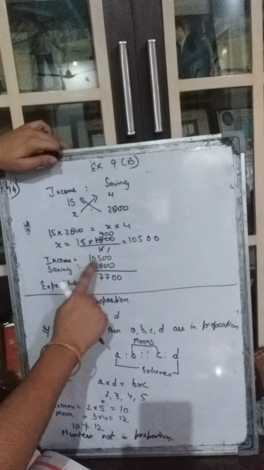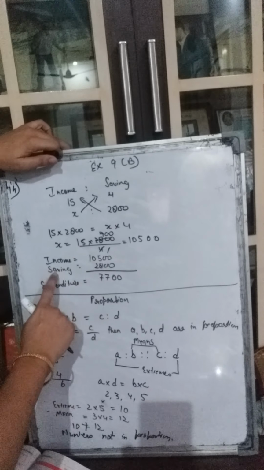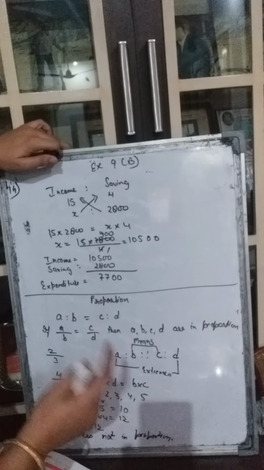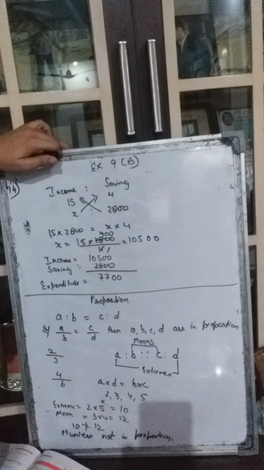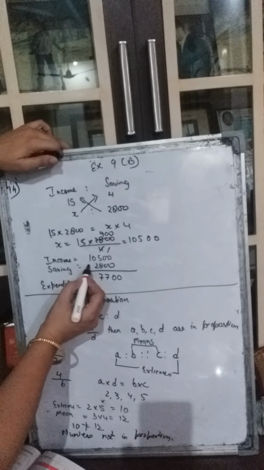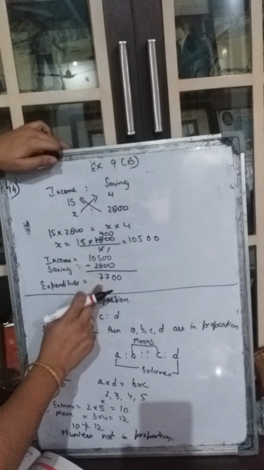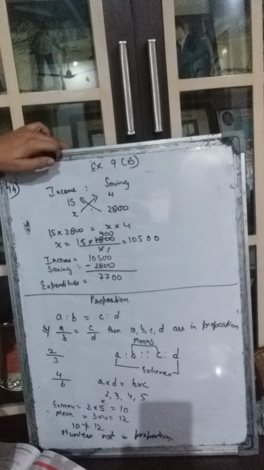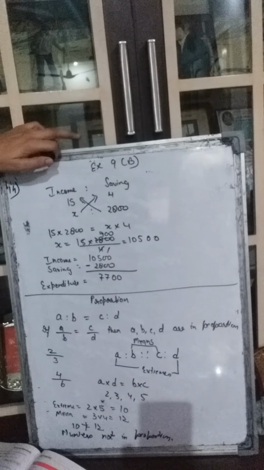So income is equal to this much and the saving is this much. So what is the expenditure? Whatever the income is and how much we save, the rest we are spending. The rest is the expenditure. So we subtract these two and we will get the expenditure. Right? With this we come to an end of this exercise 9B.